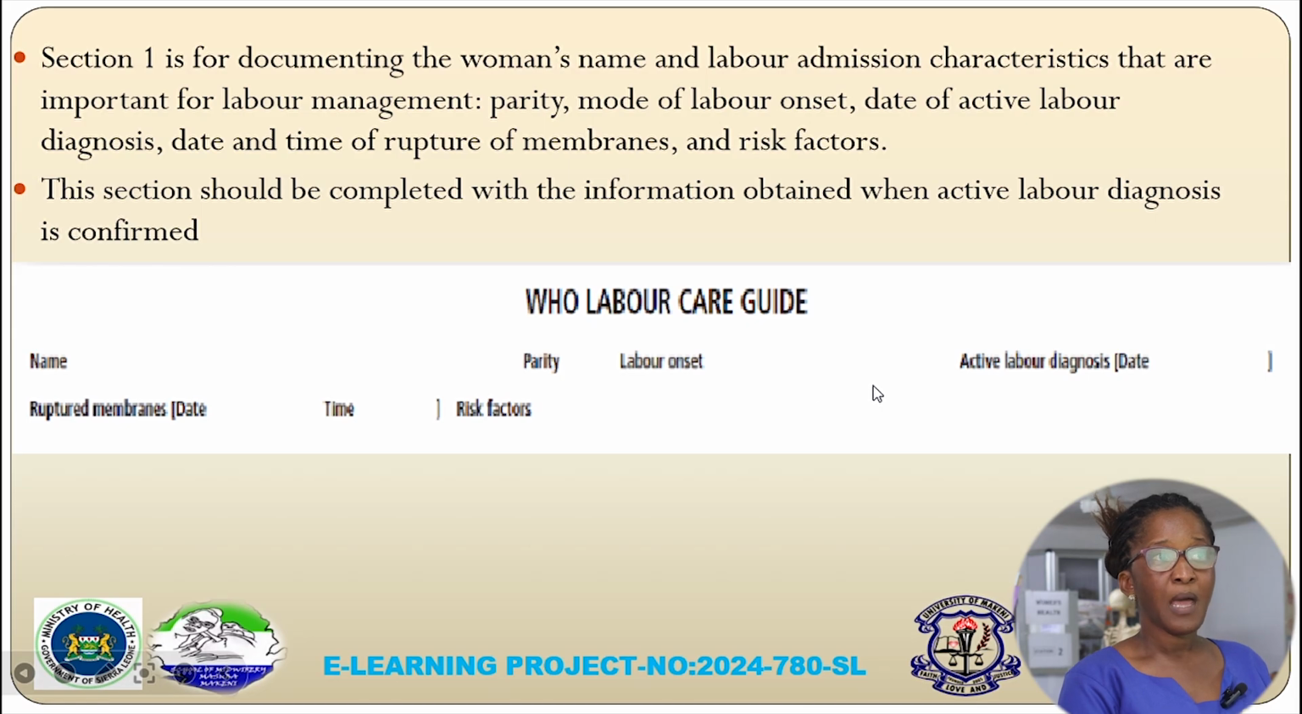You document. And then you want to document the time of active diagnosis. Remember we said labor can start from the latent phase. But when was it active? The time is what we put, the actual time of active diagnosis of labor. Ruptured membranes, the time and the date. And then the risk factors. What are some of the risks that will complicate this pregnancy if not managed correctly? You outline them to guide the process of management.